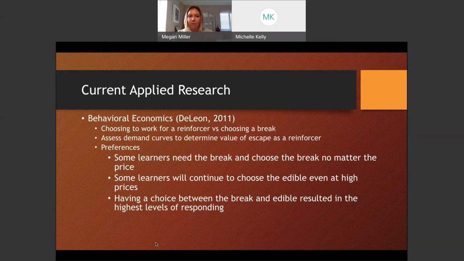And just to give a quick summary of it without going into too much detail, the preferences they found: some learners needed the break and chose the break no matter how expensive it was. So even if they had to do 100 responses and only had to do 5 responses to get the tangible item, they would still perform it until they got the break instead of taking the tangible item. Some learners continued to choose the tangible, which was an edible, even at high prices. So again, even if they had to do 100 responses to get that tangible item, they would do it, even if they could have a break sooner. The key, though, was having a choice between the break and the edible. And that's what resulted in the highest levels of responding.